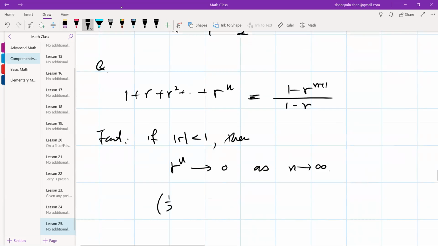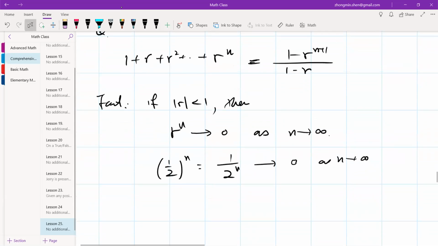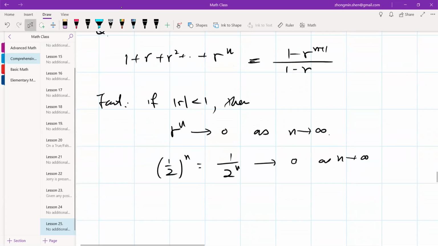Okay, for example, 1 over 2 to the n, clearly it's going to be 0, right? As n goes to infinity, because 2 to the n is getting larger, larger, larger, right? Okay. So using this idea, this is called the limit idea, okay, limit.